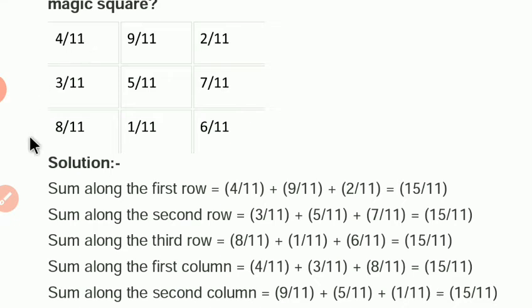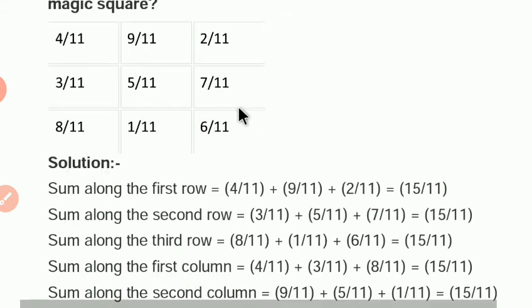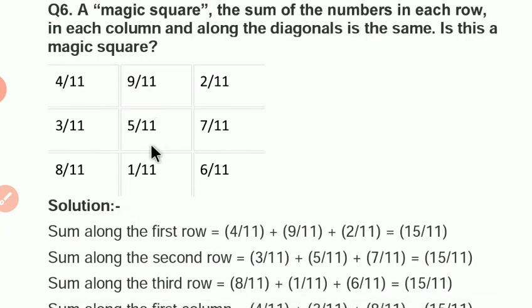Now I'll find the sum along columns. Column is this one. This is the first column, second column, third column. So first column is 4 by 11, 3 by 11, 8 by 11. So sum along the first column is 4 by 11, 3 by 11 plus 8 by 11. So 4 plus 3, 7, 7 plus 8, 15 by 11.